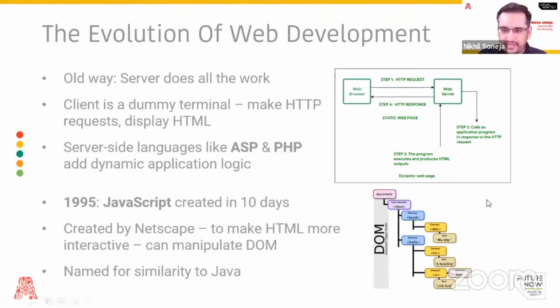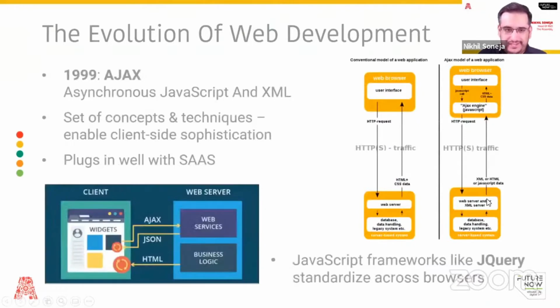Now, something changed towards the end of the 90s, and that is something called AJAX, which is asynchronous JavaScript and XML. It's a term that you don't hear much these days, not because it's gone away, but because it's just become part of everything. Asynchronous JavaScript changed the way everything worked, because people figured out that you don't just need the client to be a dummy with JavaScript.